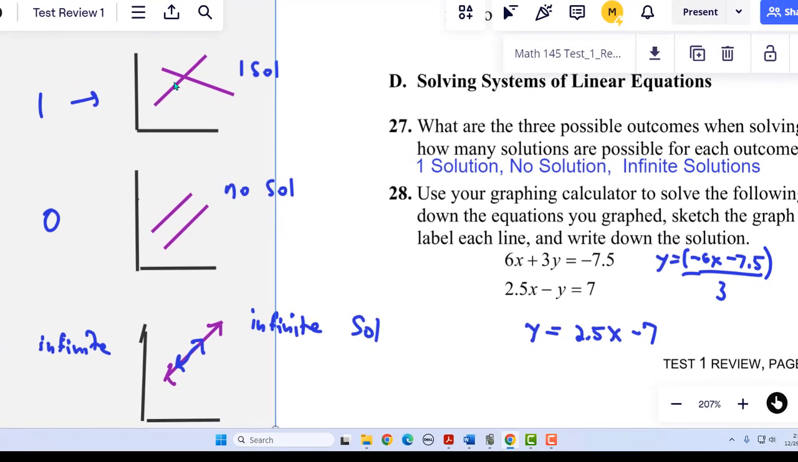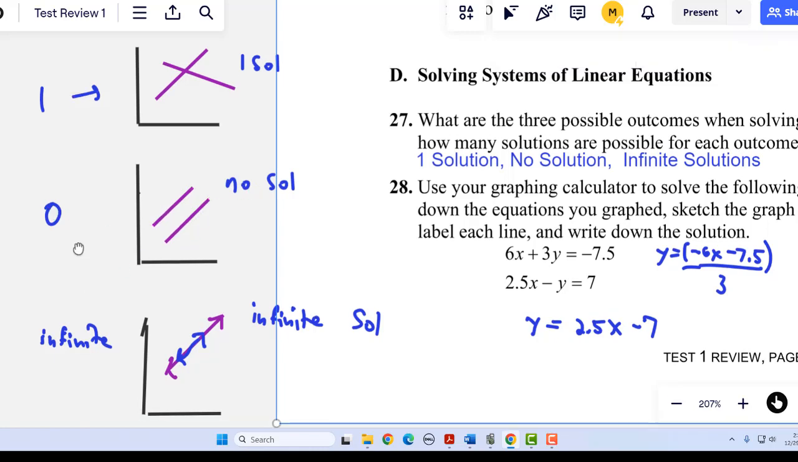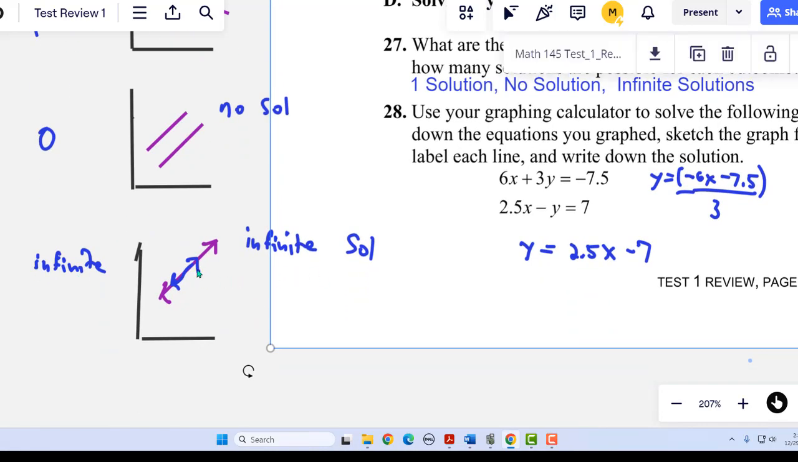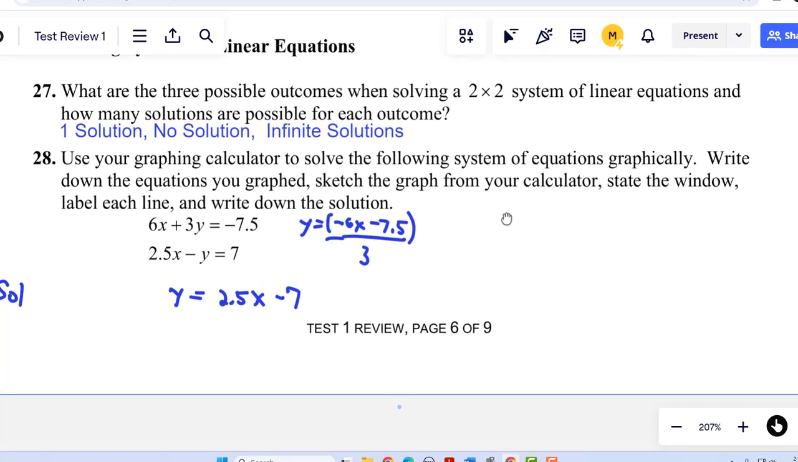Graphically, this is what it would look like. One solution, you'd have two lines that intersect one time. No solution would be parallel lines. And infinite solutions would be a line that's on top of a line. So every point on the line is intersecting because the lines are on top of each other. All right? Call that coincident.